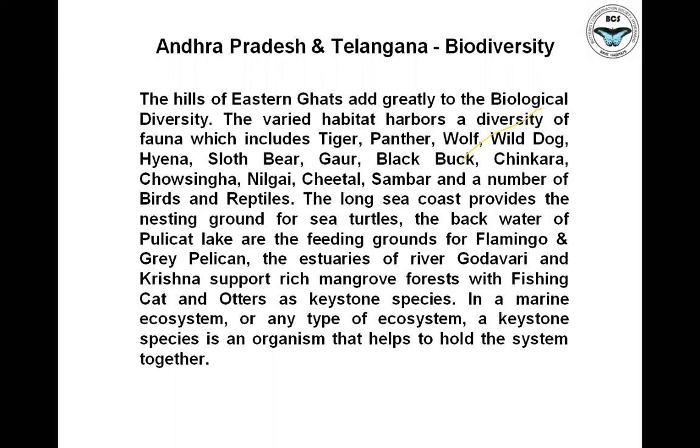And the estuaries of the Godavari and Krishna rivers support rich mangrove forests with fishing cat and otters as keystone species. The keystone species in the marine ecosystem plays a major role. A keystone species is an organism that helps to hold the system together. So we have to protect the mangroves perfectly.